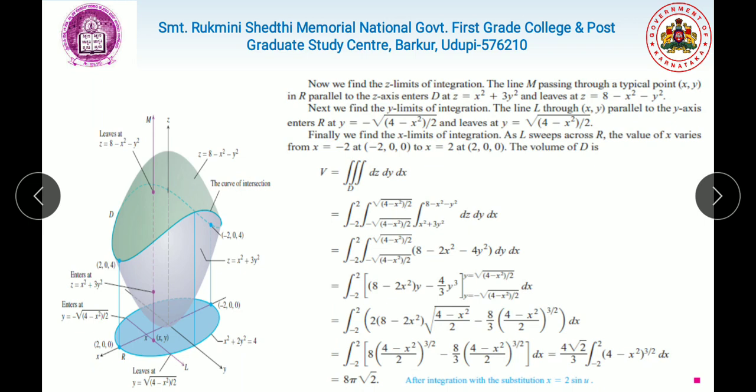On simplification that turns out to be 4 root 2 by 3 times the integration of x varying from minus 2 to plus 2 of (4 minus x square) power 3 by 2 dx. To evaluate this integral, you need to go for the substitution x equal to 2 sine theta, and on simplification you will get the volume of the region D.